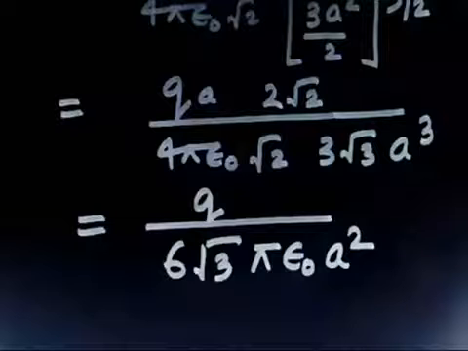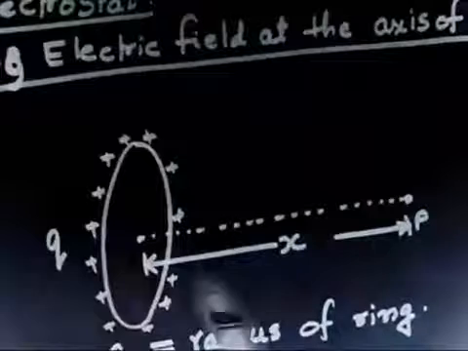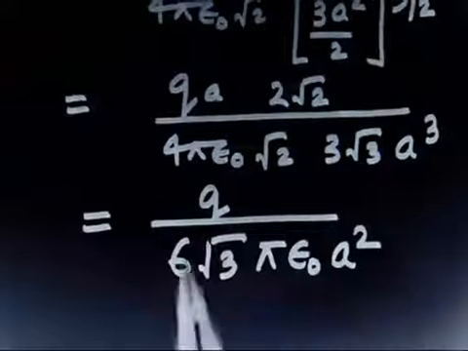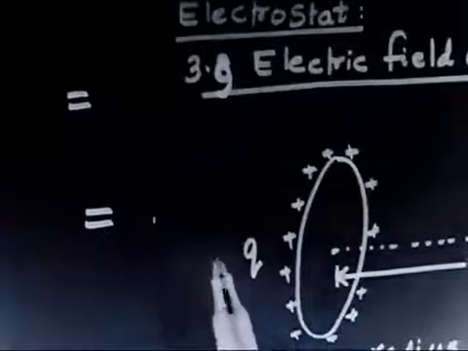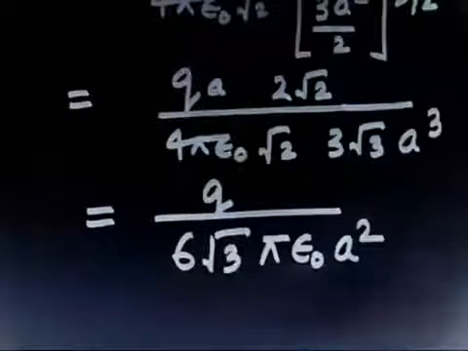On this side, if you have to find this side, you have to take x equals minus a by root 2. So the only thing is we will have a negative sign. So the negative sign shows that on this side of the ring the electric field will be directed in this way. On this side, it will be directed in this direction.